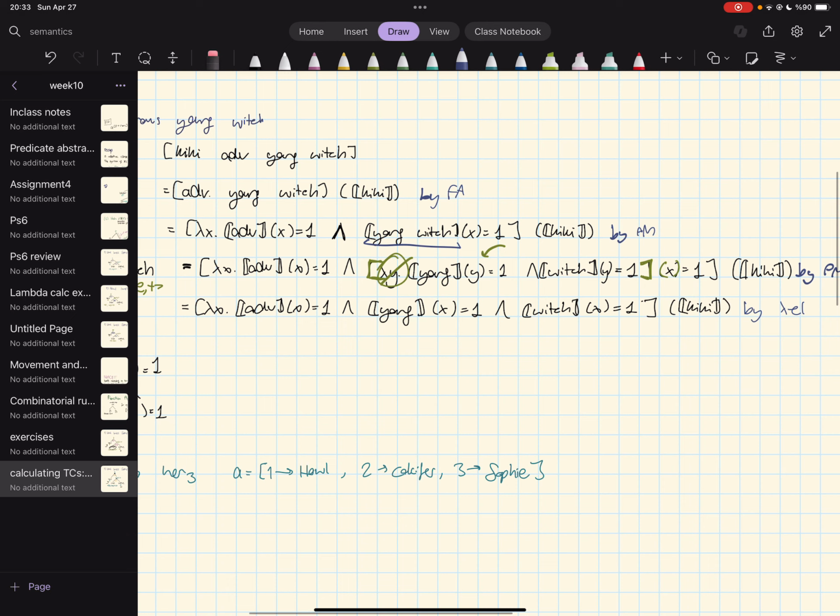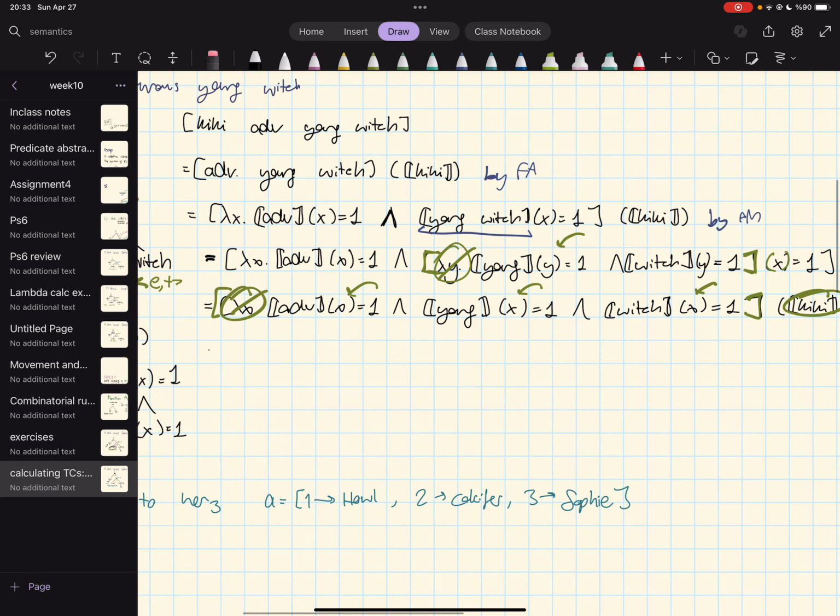Let's take a look. Lambda x such that adventurous x denotes 1, and young x denotes 1, and witch x denotes 1, and I have the argument Kiki. So I'm going to need to do another lambda elimination as always. I'll be eliminating lambda x; see the brackets, I have the argument Kiki. Instead of x, I'll be placing Kiki. So let's go ahead and do just that. Adventurous Kiki.